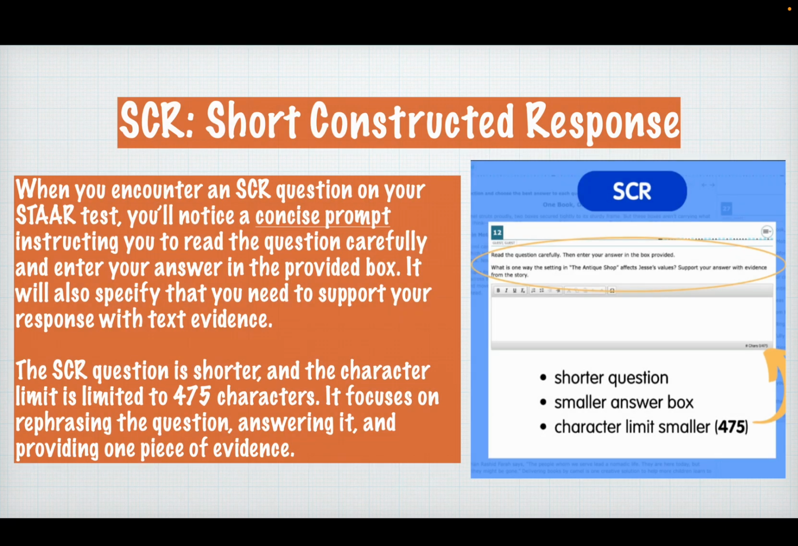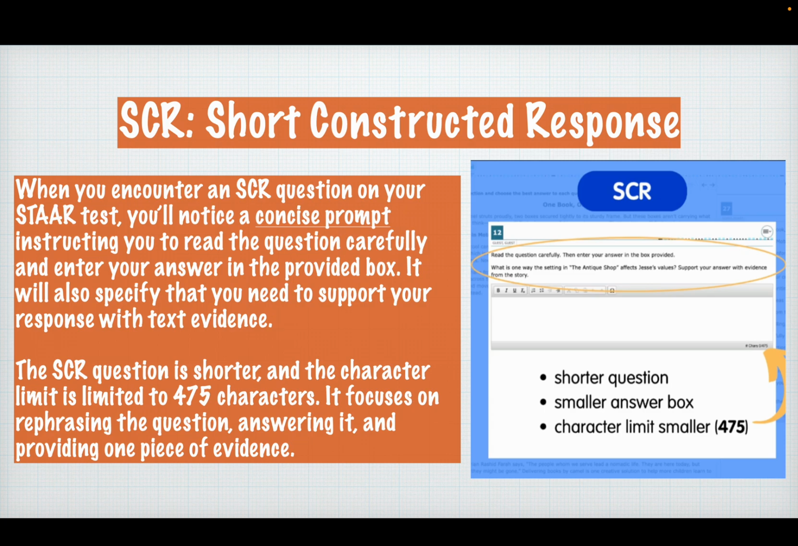Hi, and welcome to today's mini lesson on the SCR, otherwise known as the short constructed response. So when you encounter the SCR question on your STAR test, you will notice that there is a concise prompt instructing you to read the question carefully and enter your answer in the provided box. It will also specify that you need to support your response with text evidence.